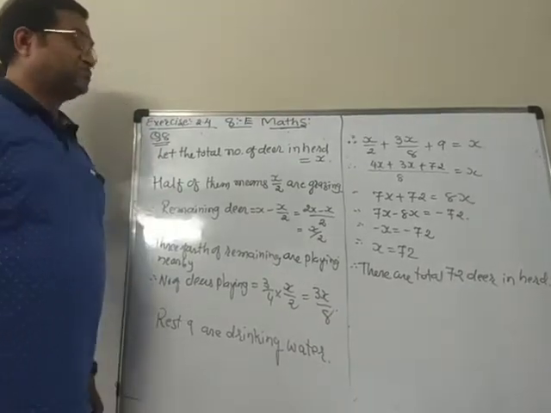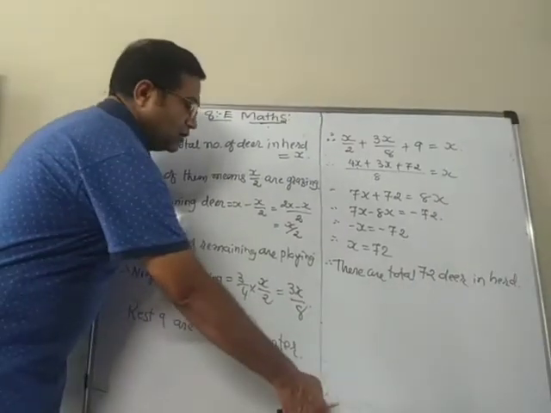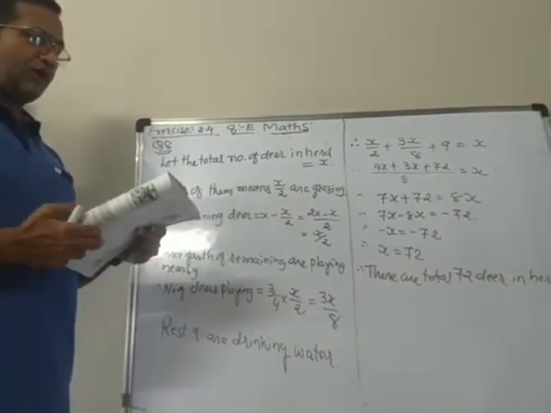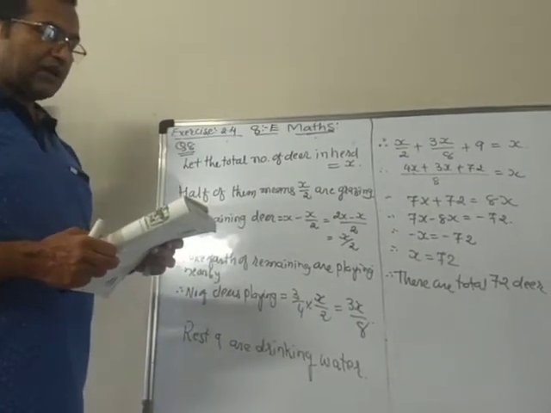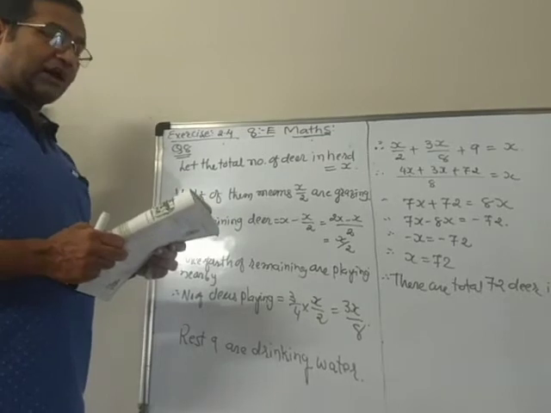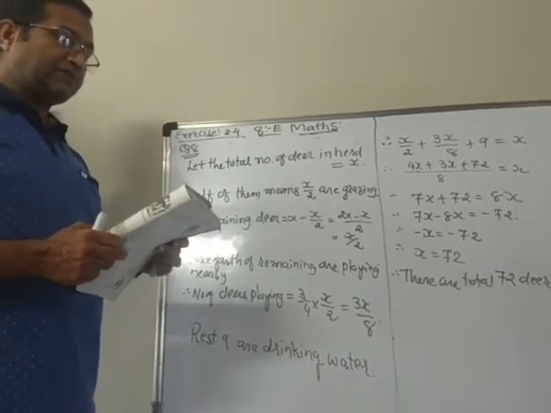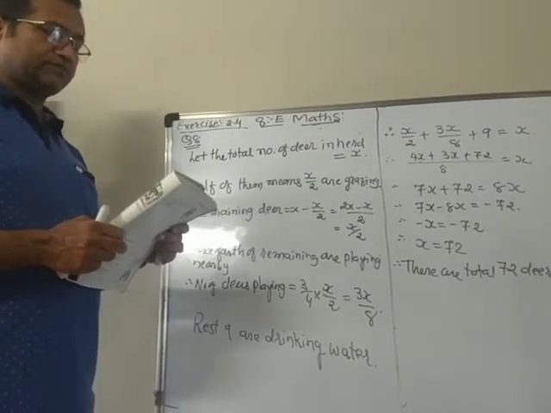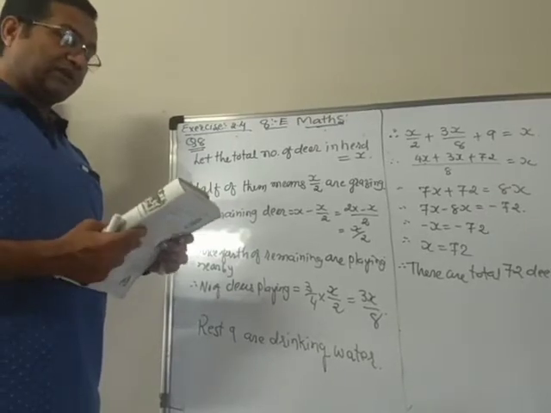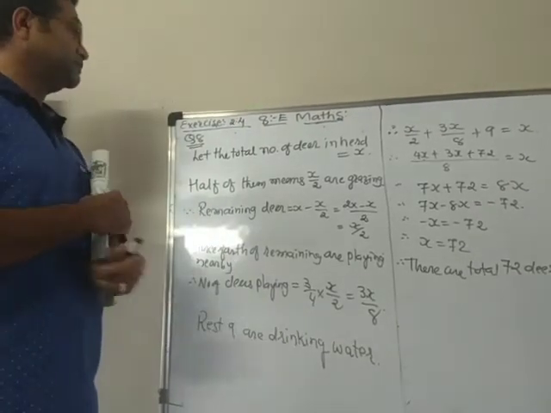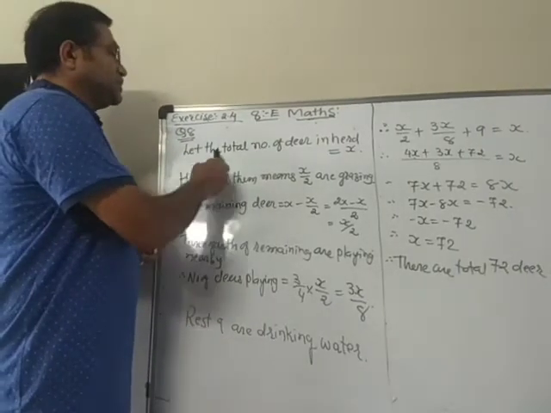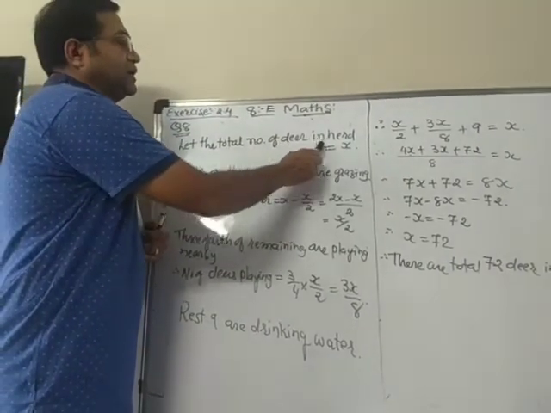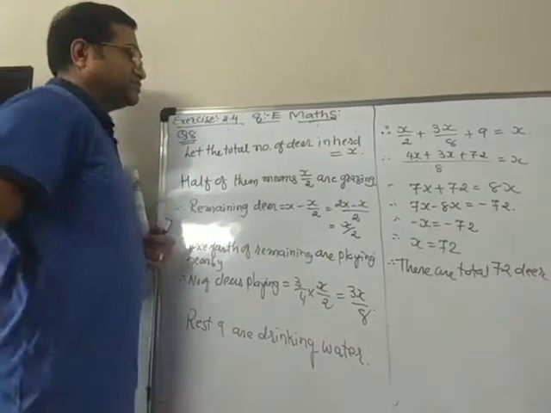We will learn question number 8, which says that half of a herd of deer are grazing in the field and 3/4 of the remaining are playing nearby, and the remaining 9 are drinking water from the pond. Find the number of deer in the herd. So we will take the total number of deer in the herd as x.